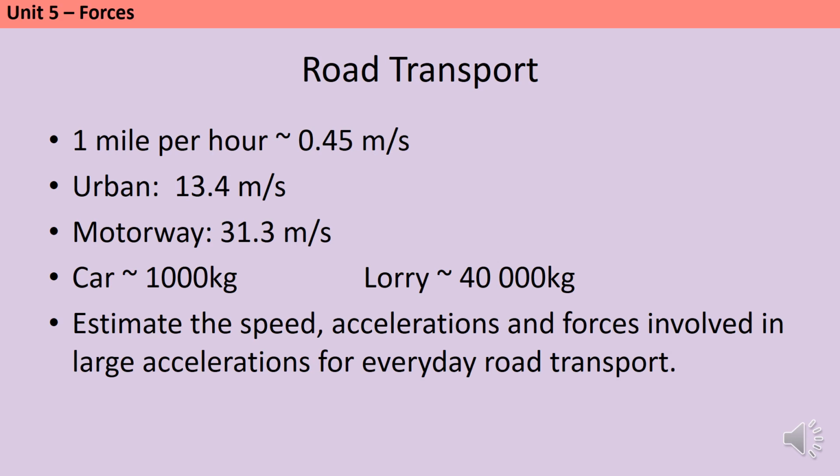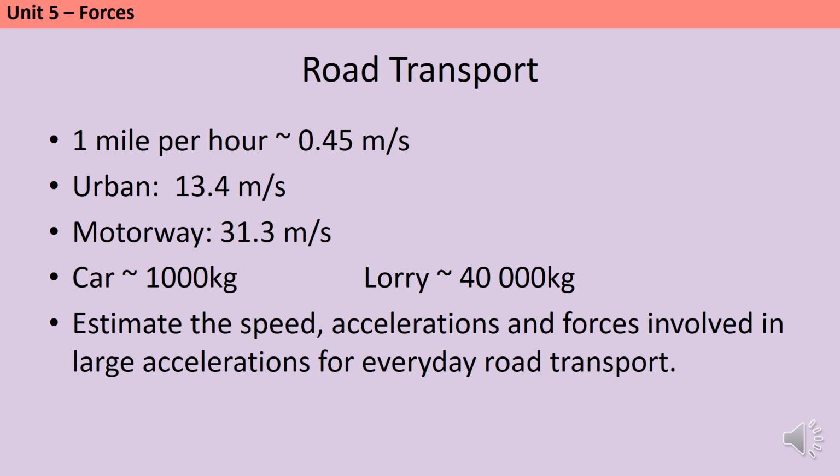One thing I think is quite useful to know is that 1 mile an hour is about the same as 0.45 meters per second. And that's useful because it means you can convert your normal speed limits of 30 and 70 into 13.4 metres a second and 31.3 metres a second, which means that they're actually in the format that we need them to be to use them in calculations here.